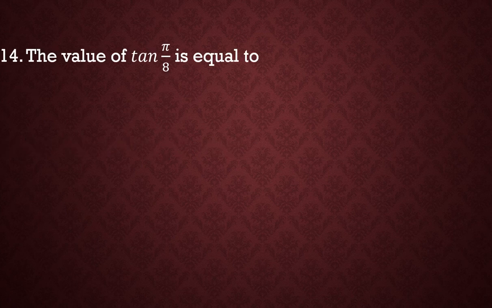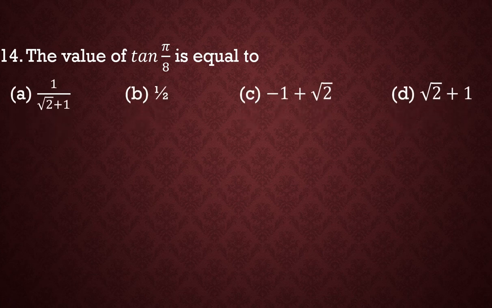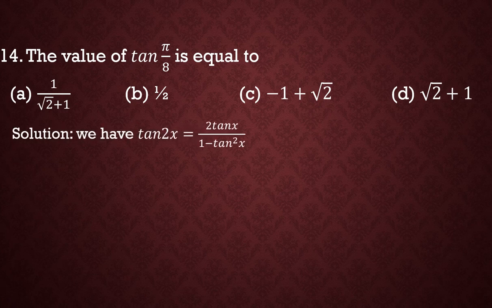The next one is: the value of tan pi by 8 is equal to. So we cannot directly find the value of tan pi by 8 because pi by 8 is not a standard angle. So we use the formula tan 2x is equal to 2 tan x divided by 1 minus tan square x. So for that we take x is equal to pi by 8. Then 2x is nothing but 2 times pi by 8, that is equal to pi by 4.